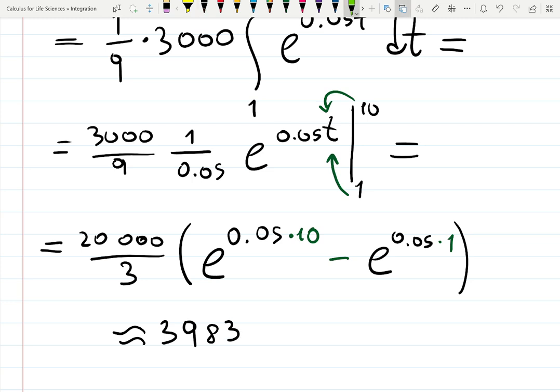Something was growing exponentially and we were curious what was the average value from 1 to 10 time, say 1 minute, 10 minutes. Or temperature, or anything else you want. What do you think about that? Kind of doable. Usually students like these topics.